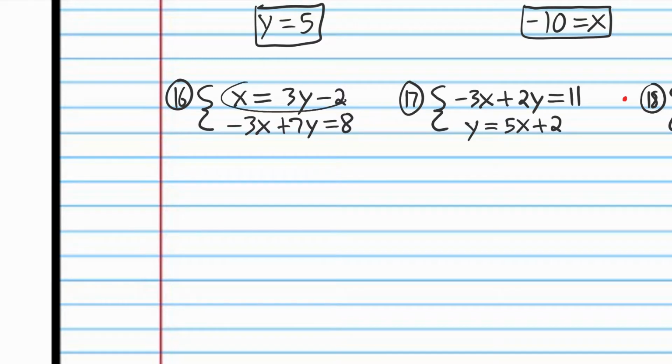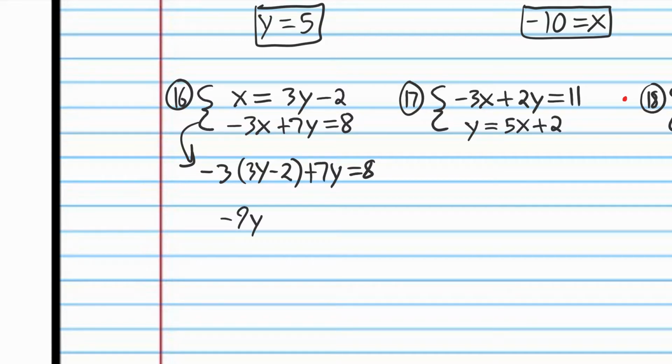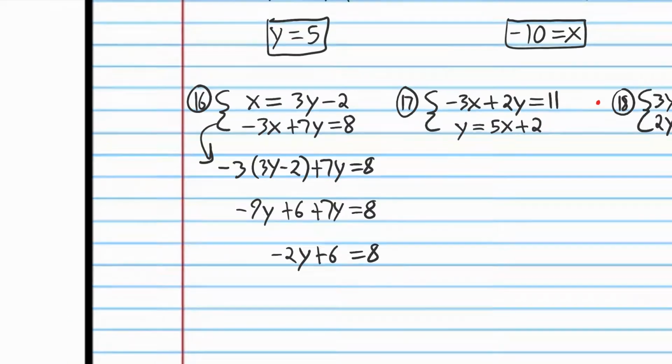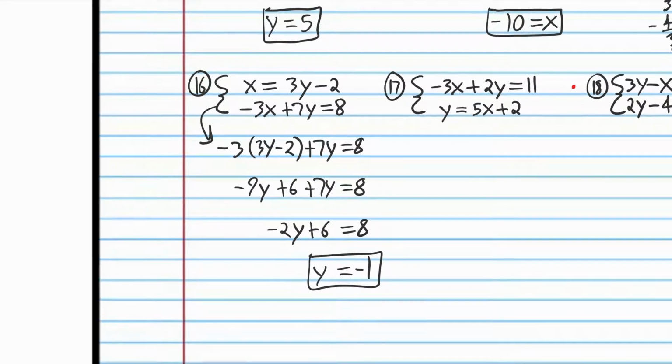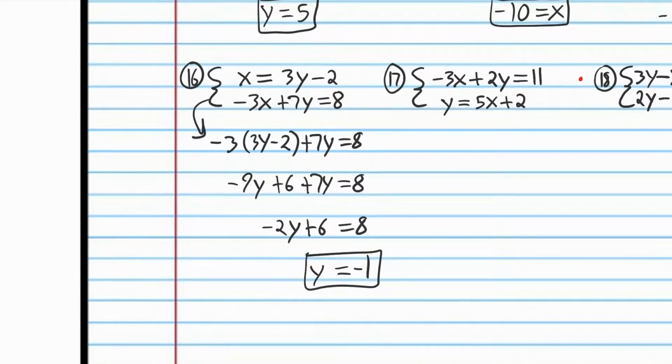All right, we're back. This is the equation where x is solved for. So we're going to take the other equation and rewrite it. But instead of x, we're going to write 3y minus 2. We're going to use distribution to get rid of the parentheses. We're going to add the y's together. We're going to subtract 6 from both sides, divide both sides by negative 2, and we get negative 1. So we got negative 1. Good job.